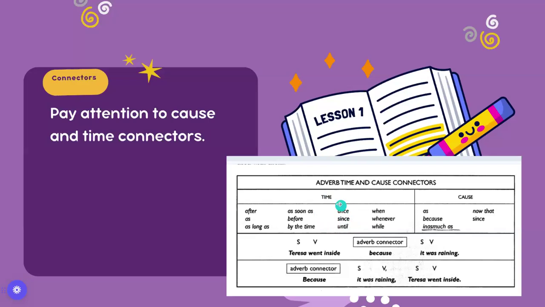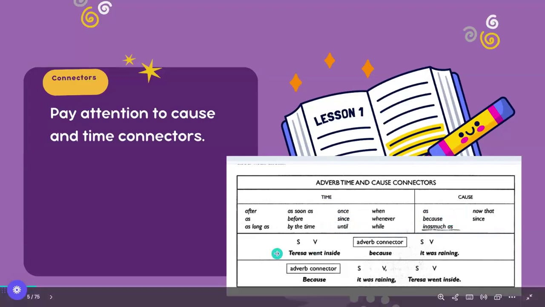All of these show time relationships. And we have others that show cause relationships. The most common one is because, and the rest of them mean pretty much the same. They show cause and effect relationships: as, because, as much as, now that, and since. Since and because are very, very similar. And typically, we will see this structure. We have one clause, a connector, and another clause. And as always, we need a subject and a verb in each clause.